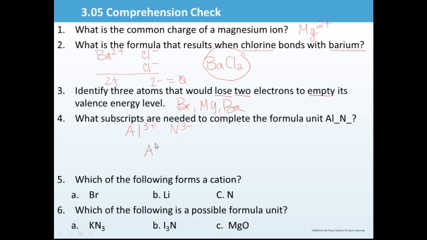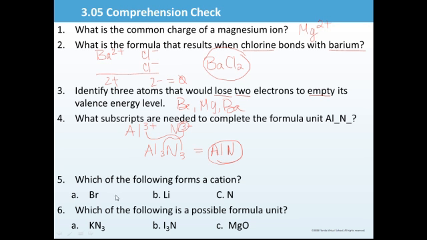Now we can do crisscross and reduce if you like. So we're going to crisscross Al3+ and N3-, which is going to equal AlN, no subscripts. Therefore, I would just write AlN. There are no subscripts. If you had a multiple choice question like this, that's the one that you would select, AlN. There are no subscripts.